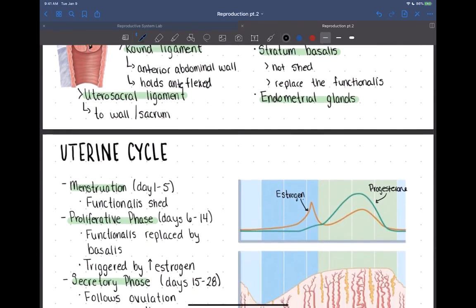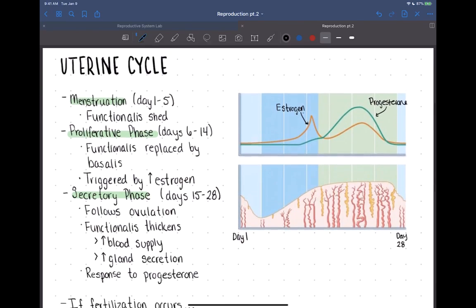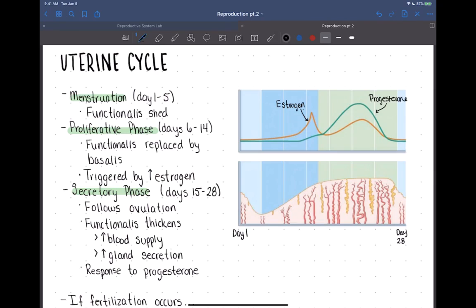Now let's talk about the uterine cycle. With the uterine cycle, it's broken into 3 different phases, and they do correspond to some events in the ovarian cycle. The uterine cycle is sometimes also called the menstrual cycle. And this just involves the thickening and then the shedding of the functionalis layer, the endometrium of the uterus.